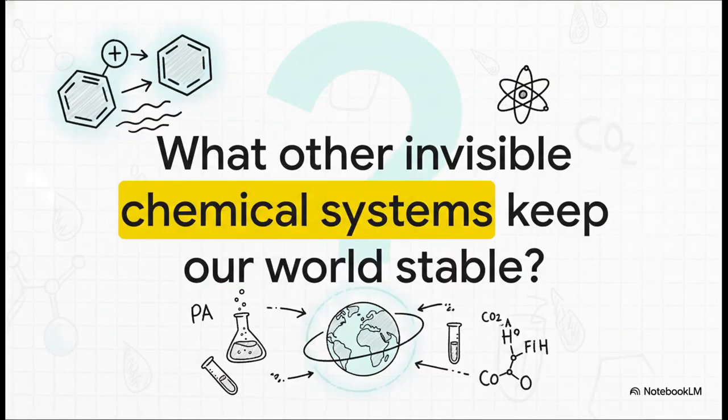So there you have it. We cracked the code. We saw how this simple little transfer of a proton, when it's organized into a buffer system, can perform the vital, life-saving job of maintaining stability. Which, it leaves me with one last question for you. What other invisible chemical systems are out there, keeping our world stable right this very second? The chemistry is all around us. You just have to know how to crack the code.